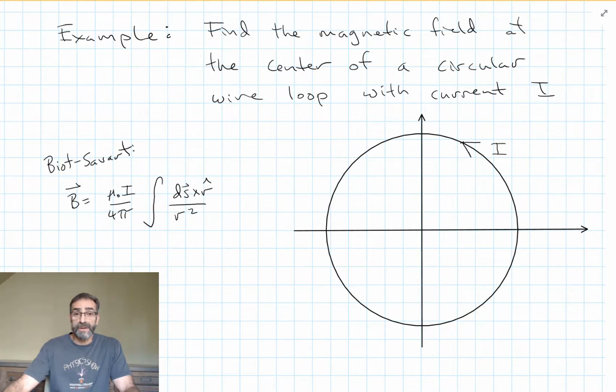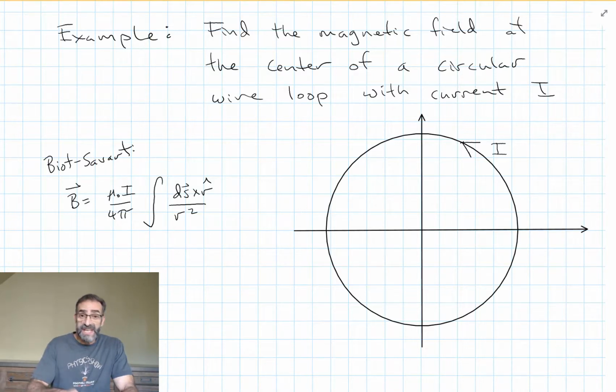Here's the Biot-Savart Law. The first thing I want to do is get the direction of the magnetic field at the center of my current-carrying wire loop. Well, I have two techniques for doing that. Looking at the Biot-Savart Law, I can see that there's a cross product involved. ds cross r hat should give me the direction of the magnetic field.